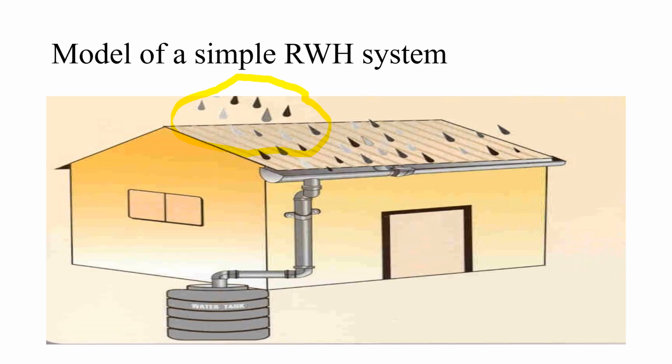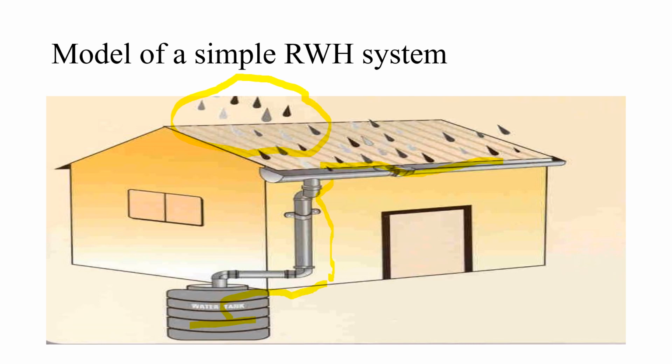Here, this is the falling of rain. It is collected in this conduit. This is called a conduit or conveyance. From this point, it enters into this pipe, and from here it enters into this water tank. And this is the model of a simple rainwater harvesting system.